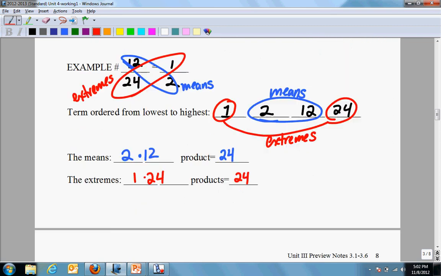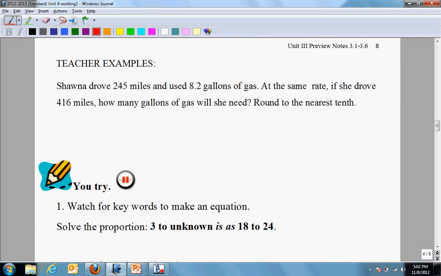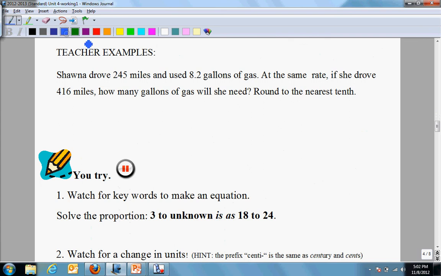Let's do some applications using proportions. Shauna drove 245 miles and used 8.2 gallons of gas. At the same rate, if she drove 416 miles, how many gallons of gas will she need? Round to the nearest tenth. Well, we're connecting miles to gallons of gas. We're going to make a proportion, so for every 245 miles she drove, she utilized 8.2 gallons of gas.